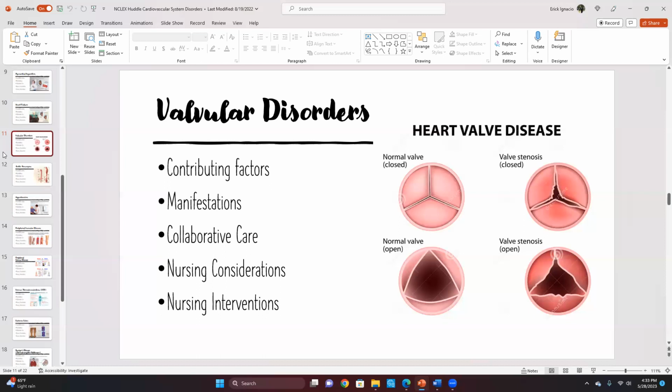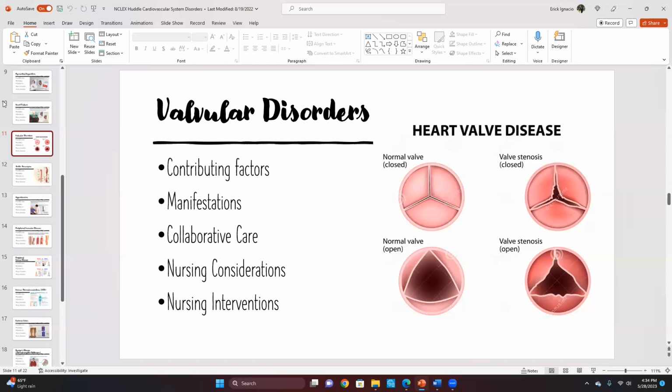Okay, so again, these valvular disorders can affect the mitral valve, the aortic valve, or the tricuspid valve. Okay, and I didn't say the pulmonic valve, I'm sorry. The pulmonic valve is the 4th valve. Okay, I think I said aortic twice before. So again, the 3 valves that may be affected by valvular disorders: mitral, aortic, and tricuspid valves.